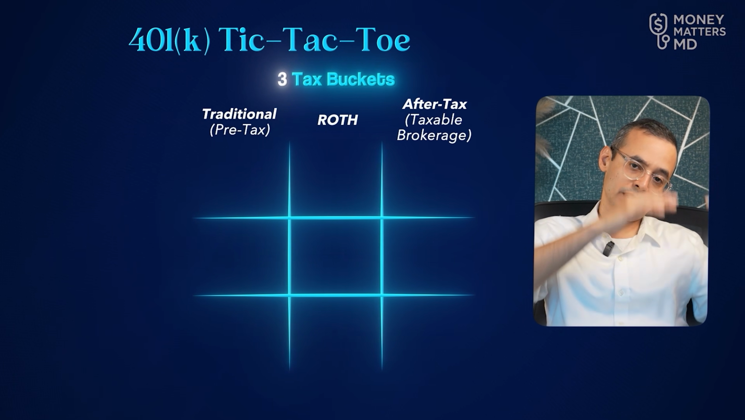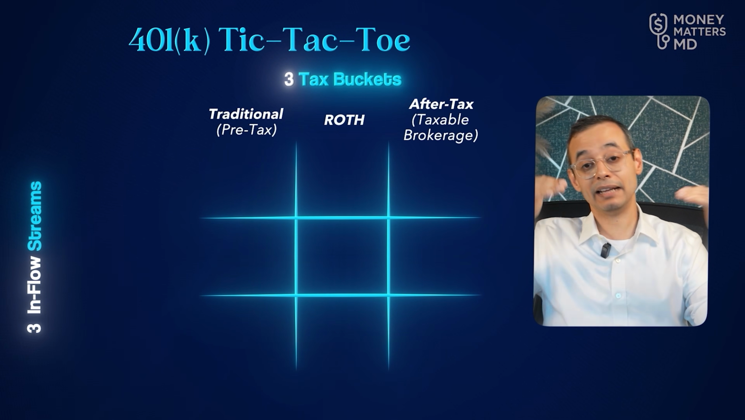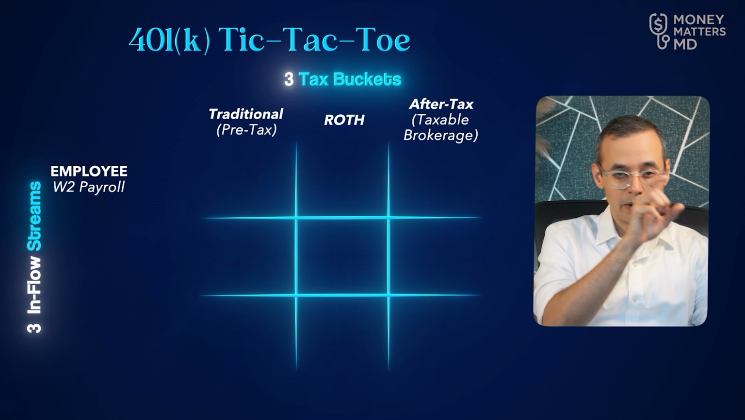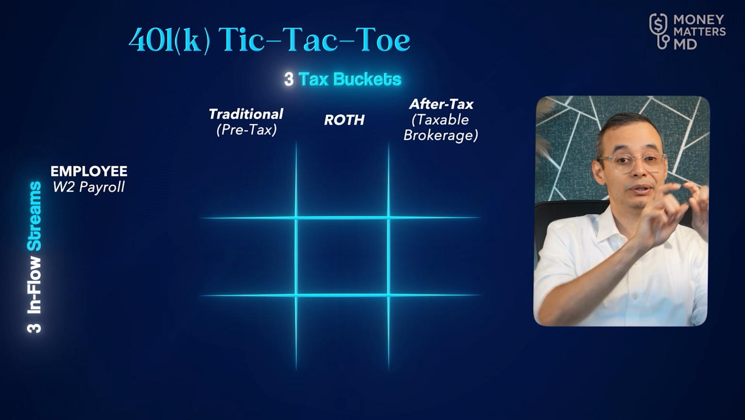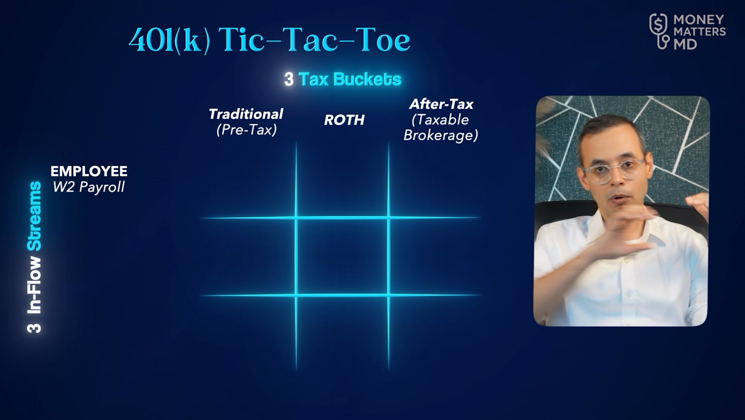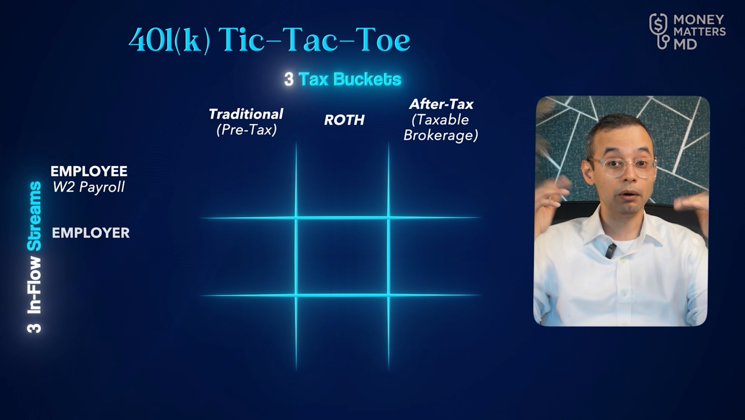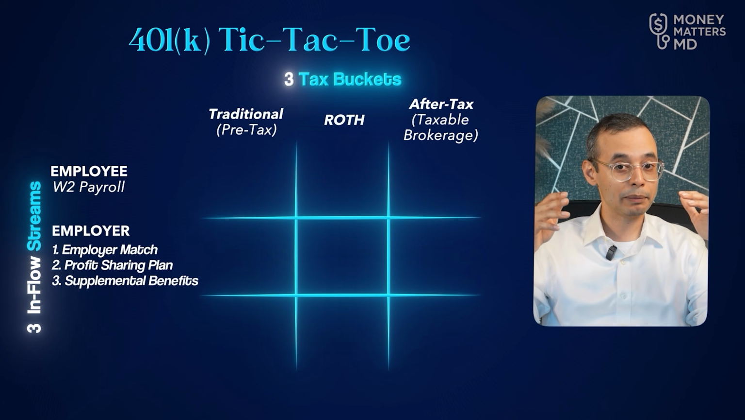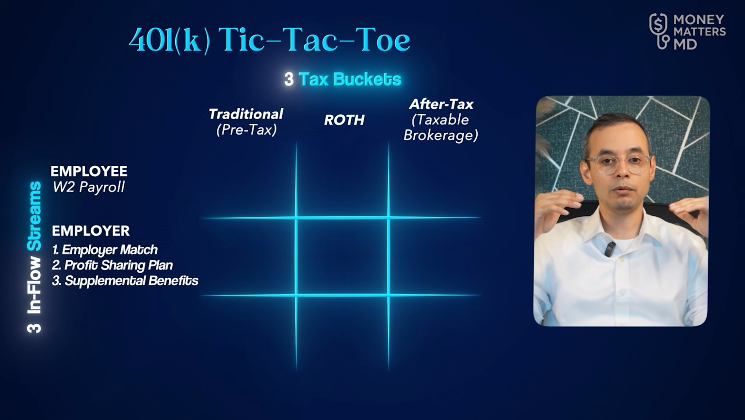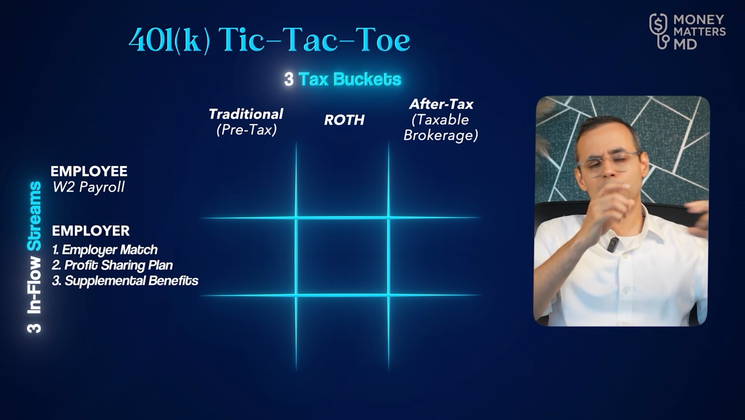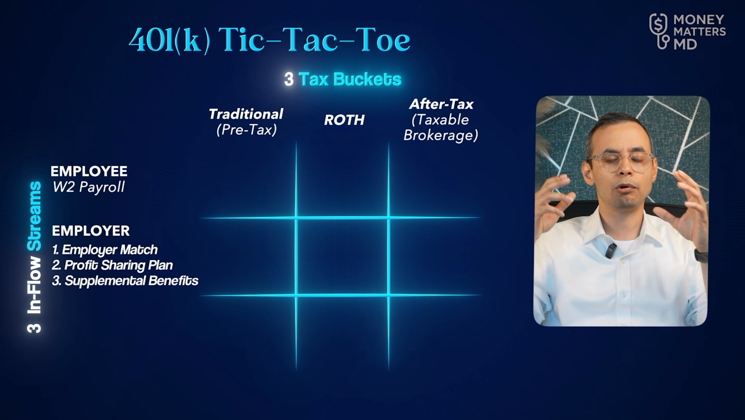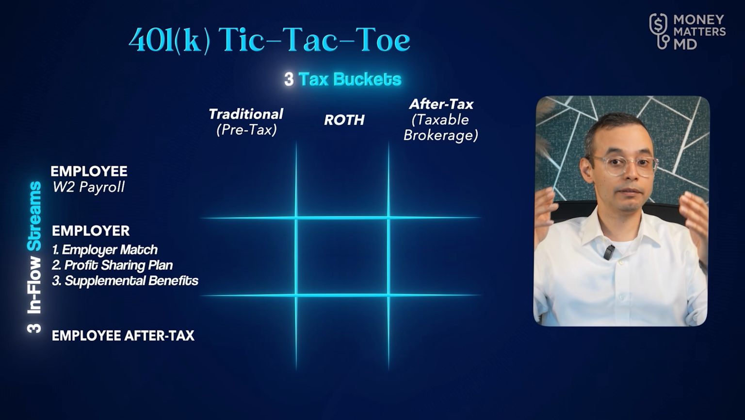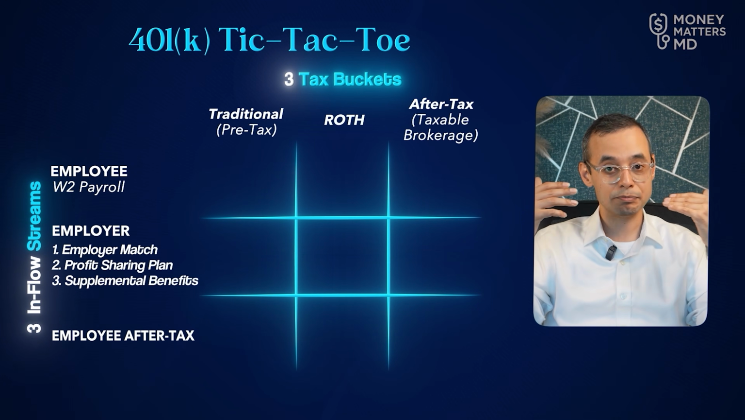Now, the rows are the 3 different ways you can put money inside these buckets. The first one is the employee contribution, which is via the W-2 payroll. The second row represents the employer contribution, which is usually by an employer match or a profit sharing plan. And the last row is the third and more rare way of contributing to a 401k plan, which is the employee after-tax benefit, in which the employee can actually put after-tax money in this plan.